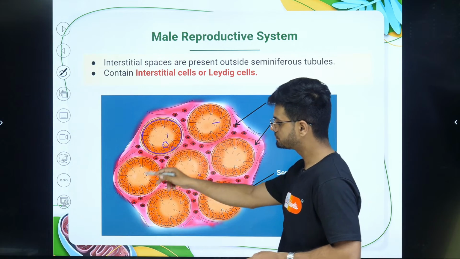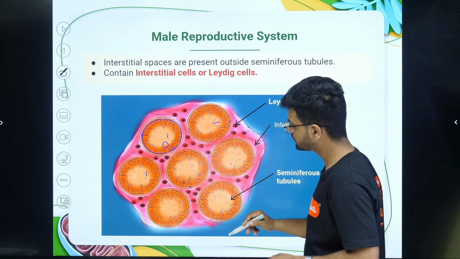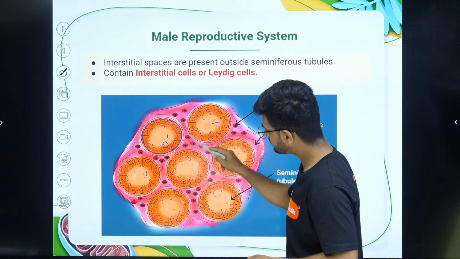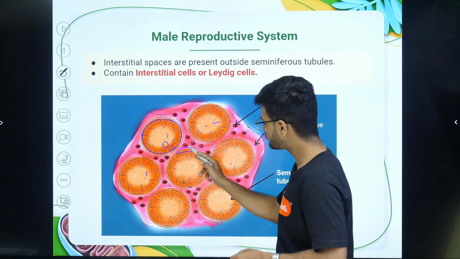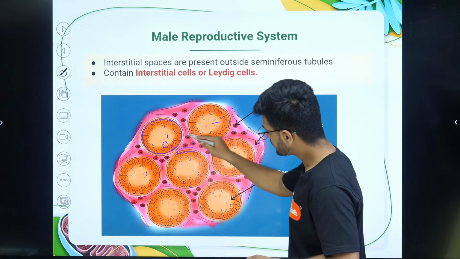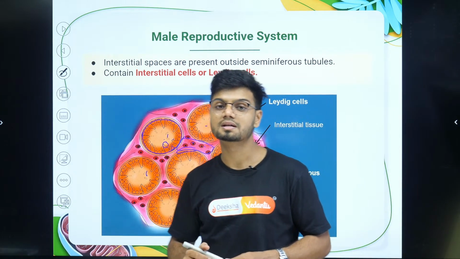Each one is your seminiferous tubule, right? Each one is your seminiferous tubule. This space in the middle, between the two seminiferous tubules, this middle space is called what? Interstitial space.